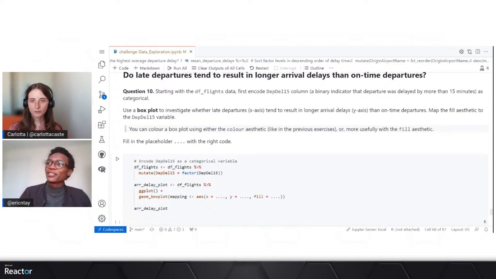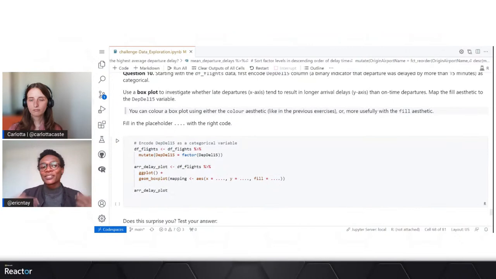How we can have a hypothesis in mind, but want to confirm from the data, is this correct? Like for instance, do late departures result in longer arrival delays? So you have that hypothesis, and then use data transformation and data visualization to answer that. So the first data transformation we do, we take the flight data, and then we modify the departure delay 15 column into a factor. And the factor is a categorical, so either 1 or 0.